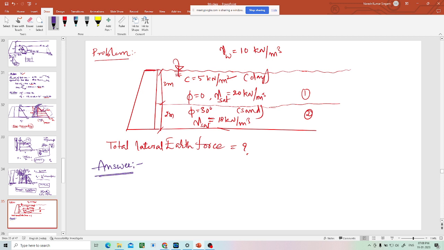For layer one, what is the first step we do in this? We will find out the coefficient of earth pressure. Coefficient of earth pressure means Ka. Here we are talking about the coefficient of lateral active earth force. Active earth force, that is the question.